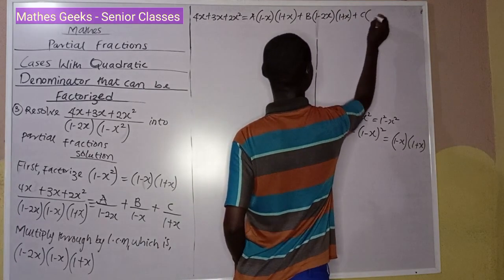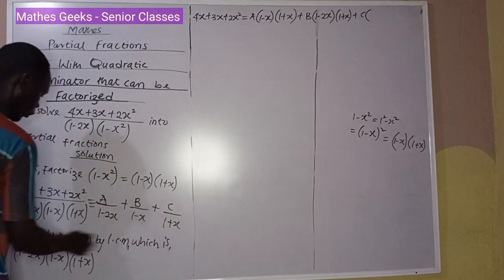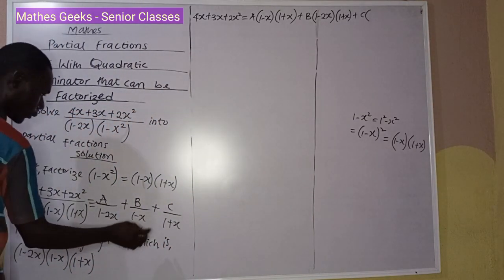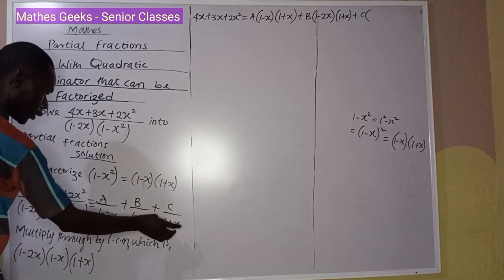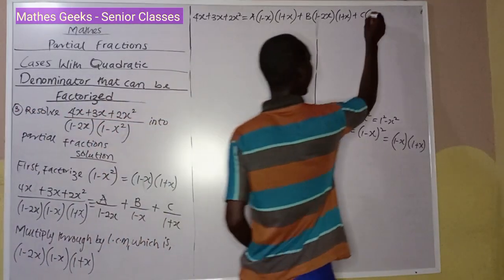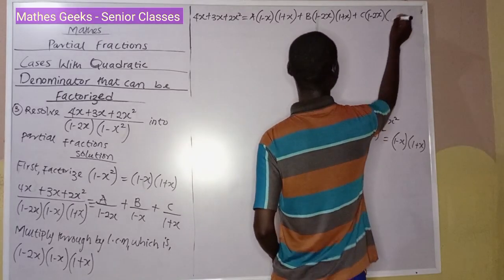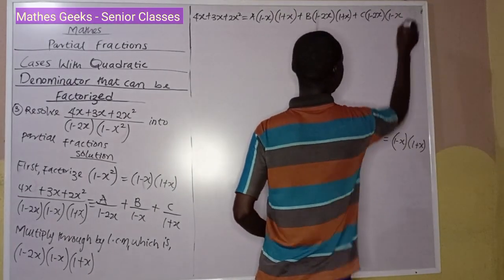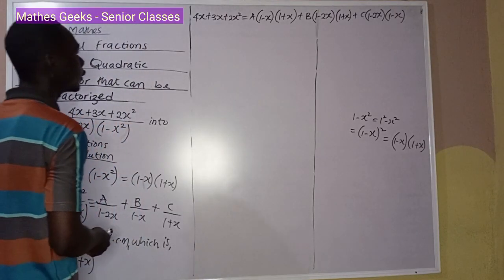plus C. For C, when you multiply through by the LCM, this part will multiply C. So this part, 1 plus x, will cancel this part. We're going to be left with this, so 1 minus 2x and 1 minus x.